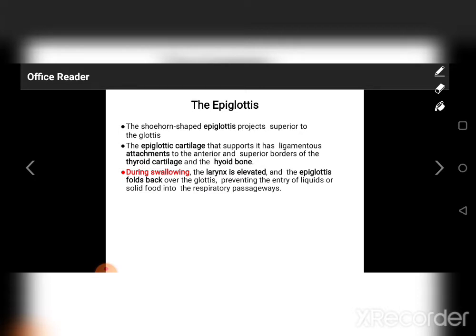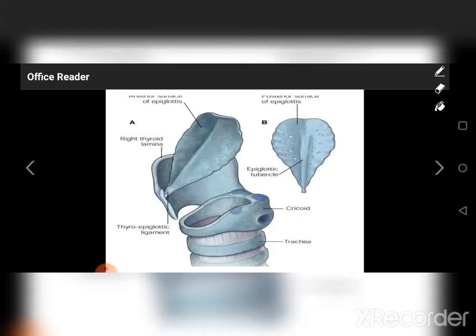So during swallowing, the larynx is elevated, the epiglottis folds backward on the glottis, preventing the entry of liquids or solid food into the respiratory passages. So here we can see the epiglottis, and it is connected to the thyroid cartilage with the help of this thyroepiglottic ligament.